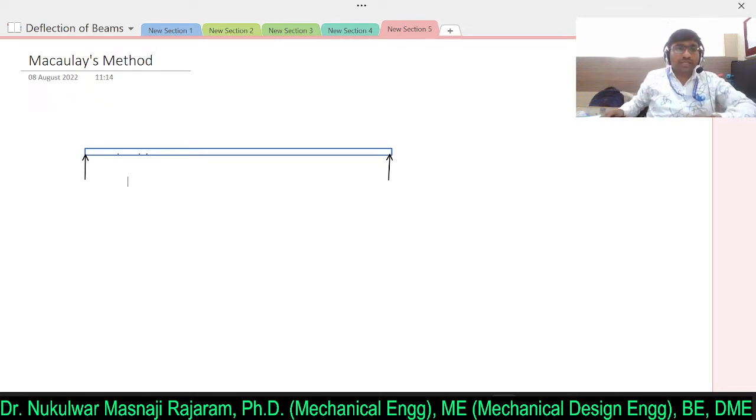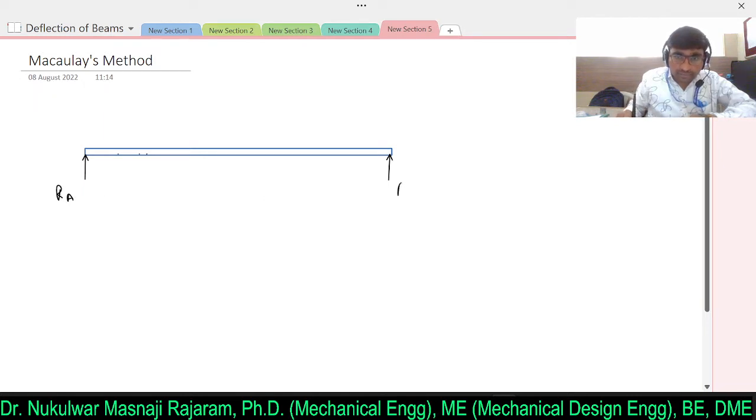Today we will see the next method to find out the deflection and slope of the beam, that is known as Macaulay's method. Here I have considered a simply supported beam with supports at both ends. This is RA, this is RB, this is point B and this one is point A. On this simply supported beam there is one load acting not at the center but at some distance, let's say that is W.